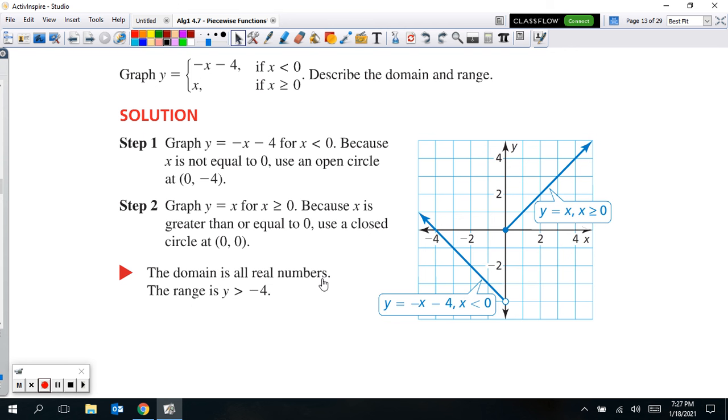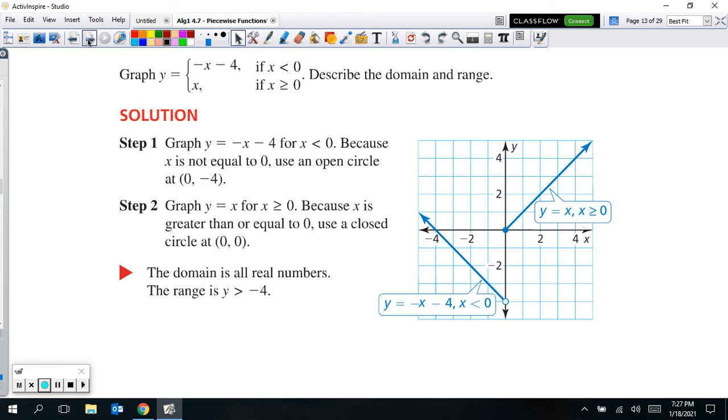And then the range: you can see where it is on the y-axis. Well, it's definitely not below negative 4. It is everywhere above negative 4, though. So this one goes up here, and it's going to keep going up that way, and then it picks up here as well and keeps going up in the other direction, but it's just not below here. So it's only greater than negative 4. That's why y is greater than negative 4.